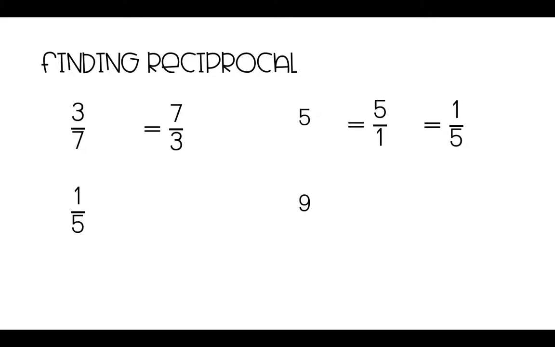I want you to pause this and I want you to do 1/5 and 9. So hopefully with 1/5, when you flip that, you got the number 5/1. Now you could simplify that down to 5, but because we're going to need this to solve a division problem, we would keep it as 5/1, unless it asks us to simplify it. And then for 9, you put it as 9/1, and then you flipped it, so you get 1/9.